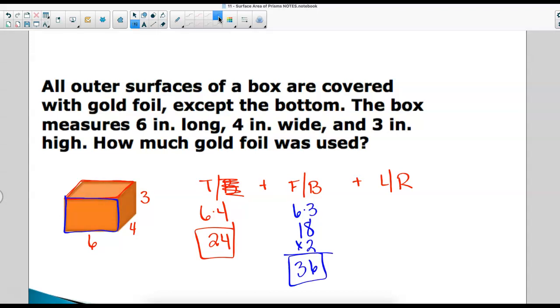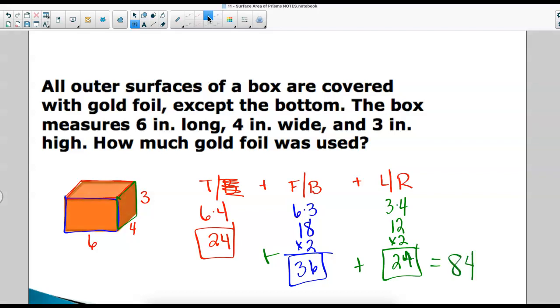And then left and right would be here. What are the numbers on the left and right? 3 and 4. 3 times 4 is 12. Would we times that by 2? Yeah, because we need the other side also. Times by 2, that's 24. Add that all together. 24 and 24 is 48. 48 plus 36 is 84 inches squared. Does that make sense? Okay.